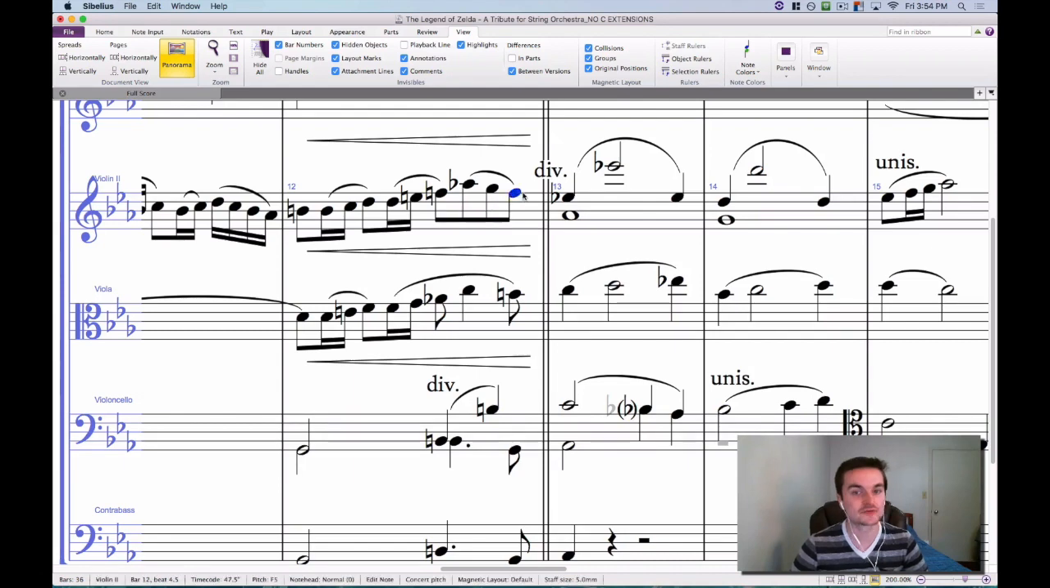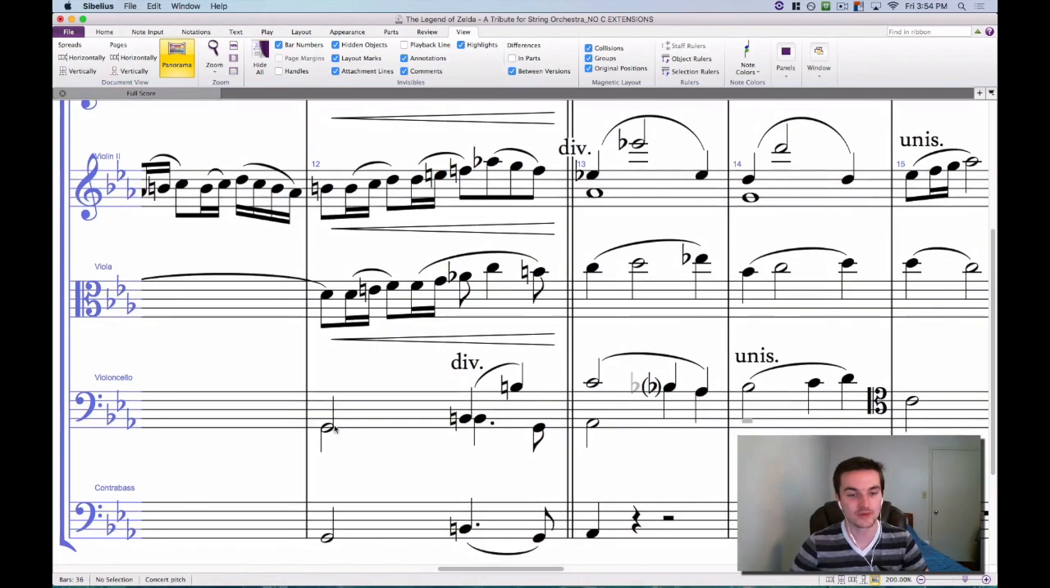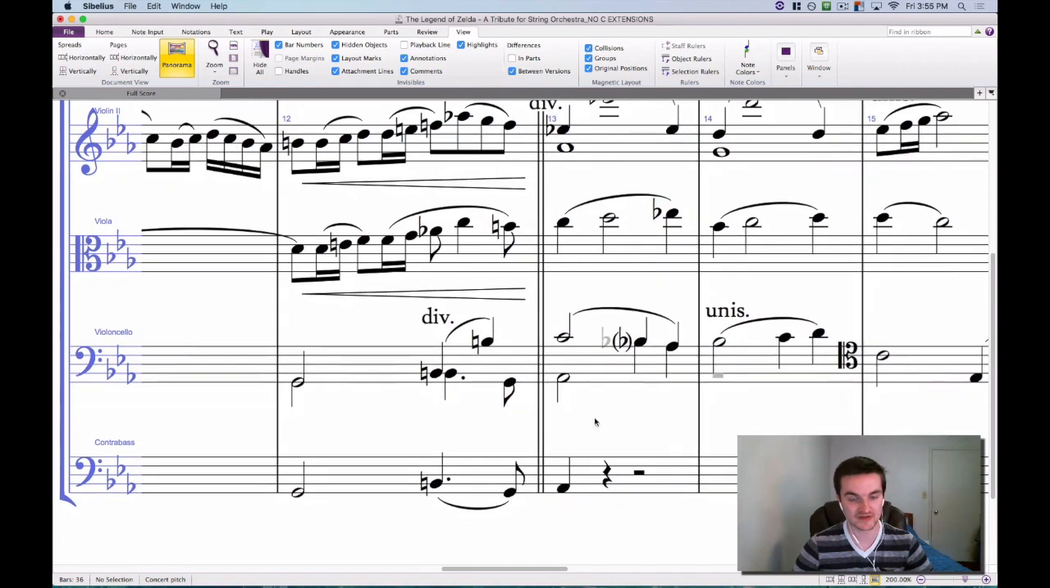Okay, this F dropping down into this A-flat, that's the only leap. Everything else leads nicely by step, right? And octave jumps are okay. So boom, boom, right? And again, this parallelism right here, I think, is okay, because of the nice voice setting.